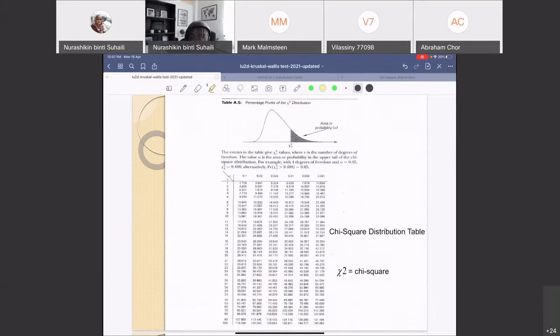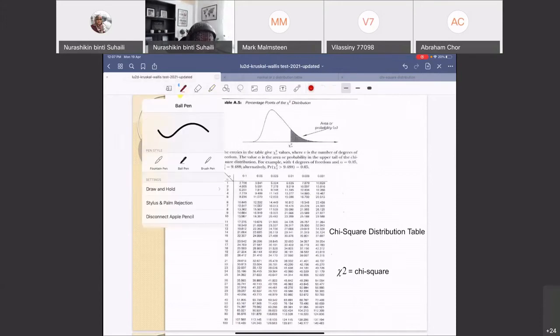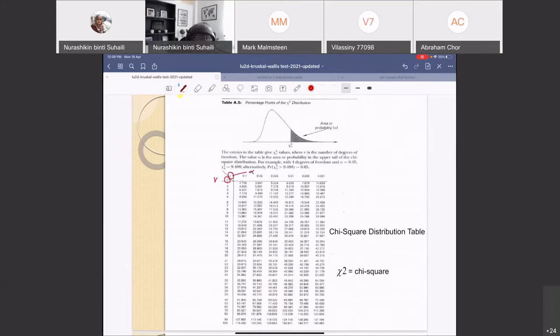So you need to know, okay? You need to know the V, this is V. It's not really clear, but you have to look carefully. Okay, this is V, and this one is alpha. This value is alpha. So alpha is normally 0.05, right? Unless you use 0.01, so you have to refer to the right column. So 0.05 is given by here.